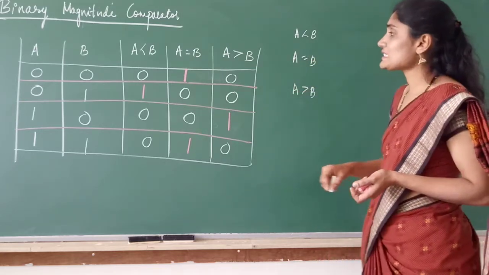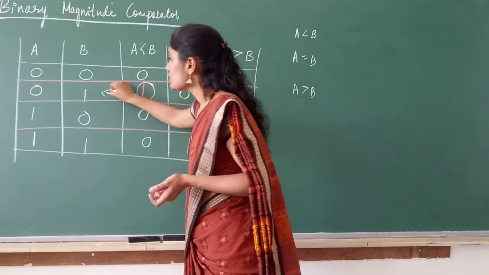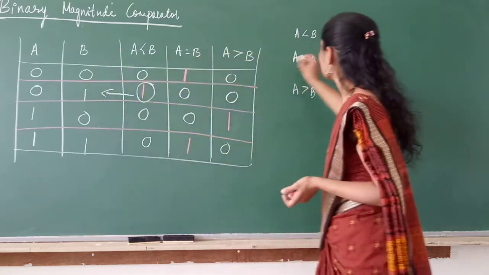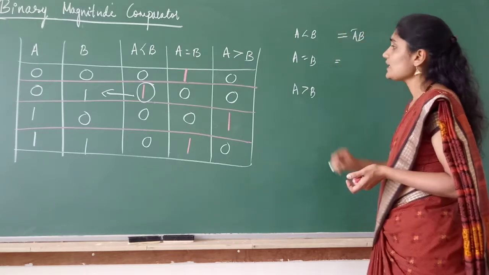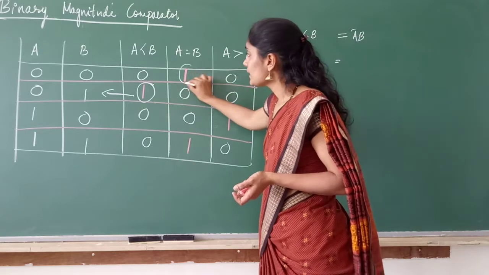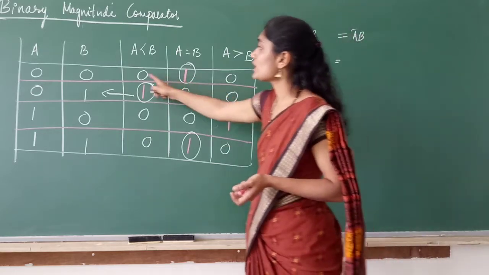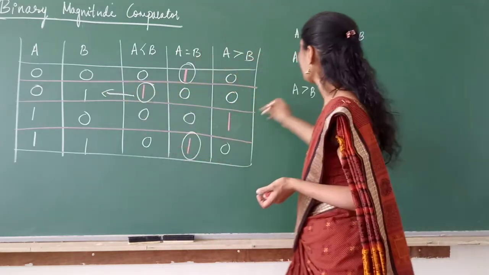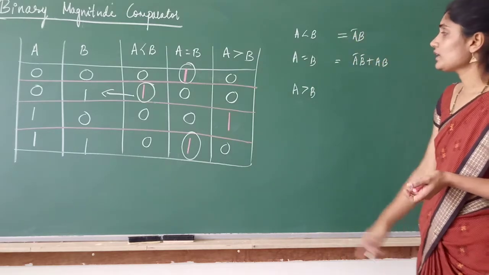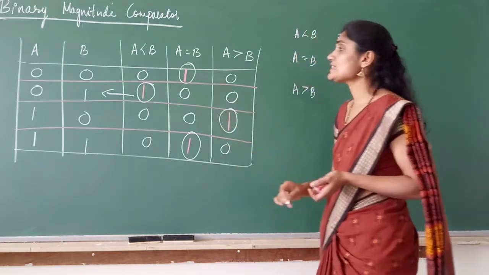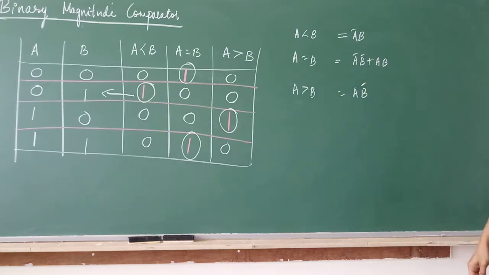For A less than B, it is taking 1 for this combination, right? So what is that? A bar B. So the A less than B equation is A bar B. Similarly, what is the equation for A equal to B? These two are the inputs where the A equal to B output is taking 1. So it is A bar B bar plus AB. Now A greater than B: what is that? A B bar. So these are the output equations we have got.